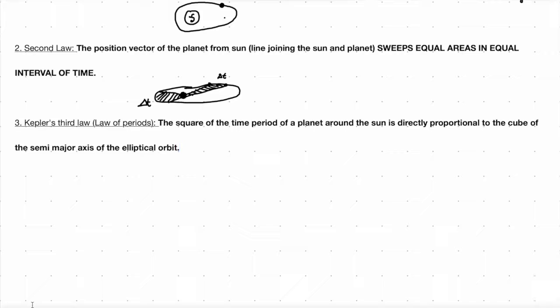So it simply says that if you are measuring the time period, let's say in T, then T squared is directly proportional to the cube of the semi-major axis. I said the semi-major axis we can represent by a, so T squared is proportional to a cubed. Okay, so this is the idea of Kepler's third law.